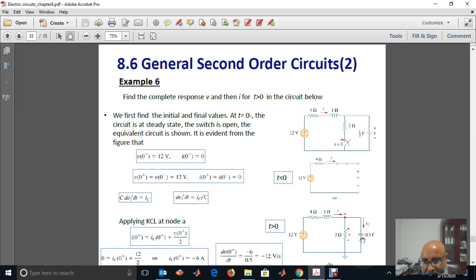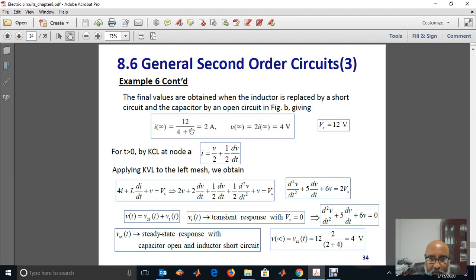Then that means the circuit reaches steady state, and again this will be open. So it will be 12 divided by 4 plus 2, 12 divided by 4 plus 2 ampere.